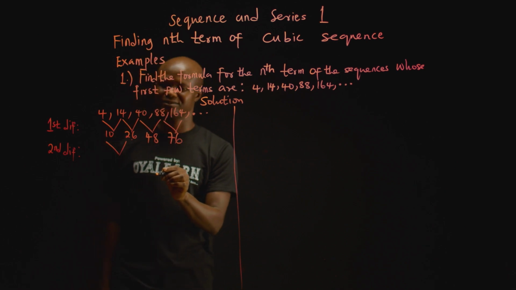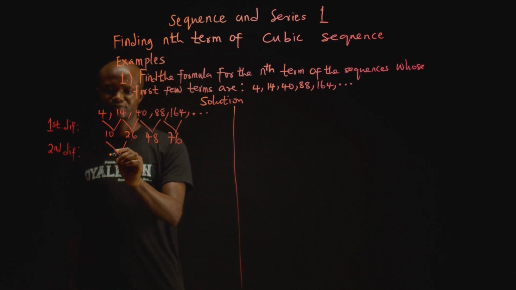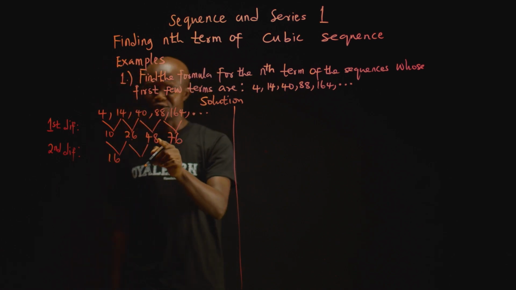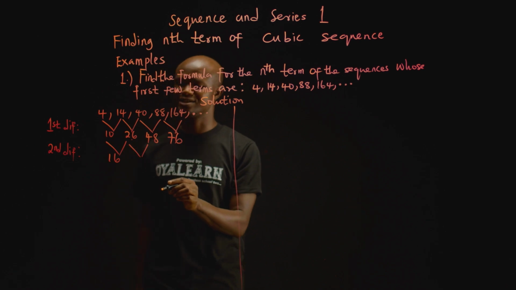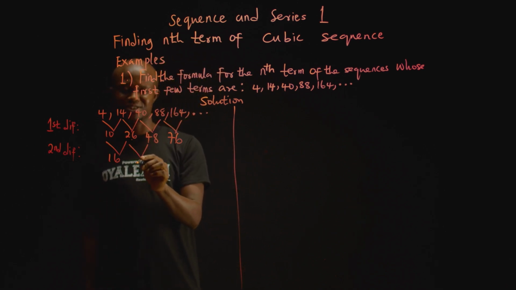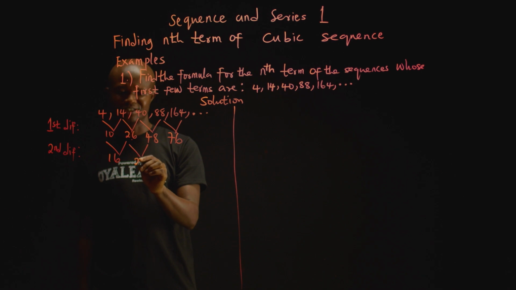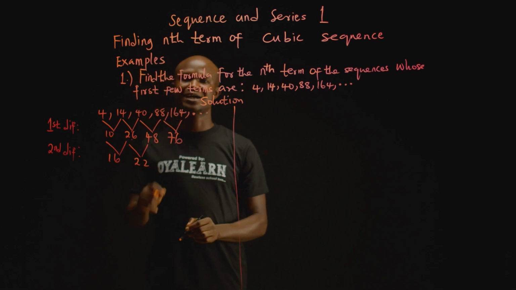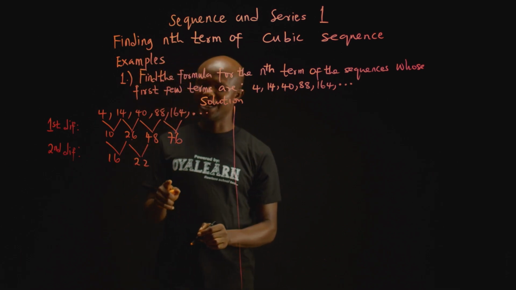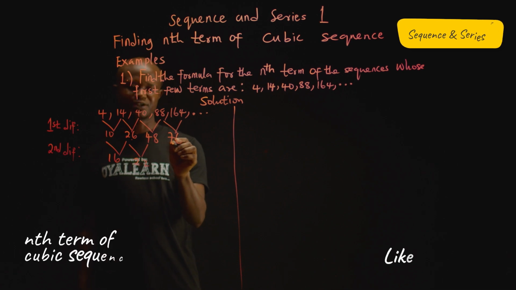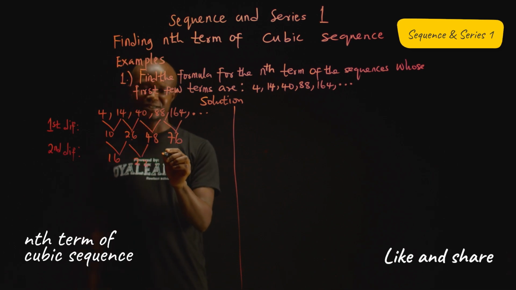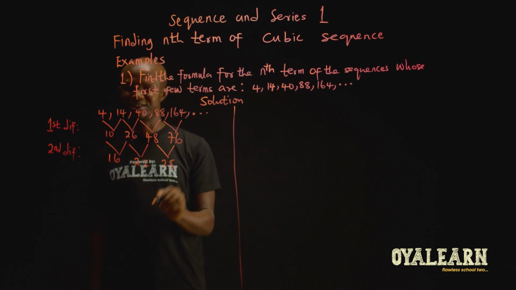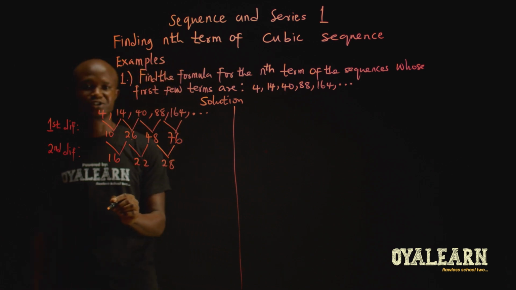26 minus 10, that will give us 16. And we have 48 minus 26, that will give us 22. And also we have 76 minus 48, that will give us 28. That's for the second difference.